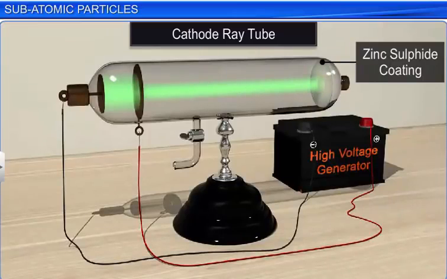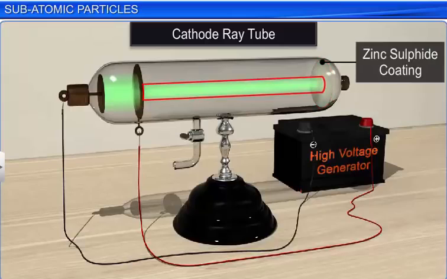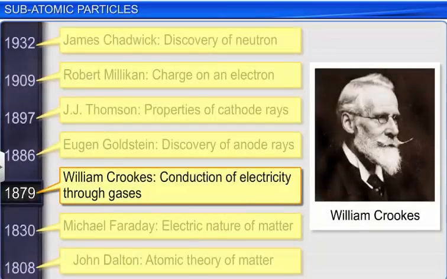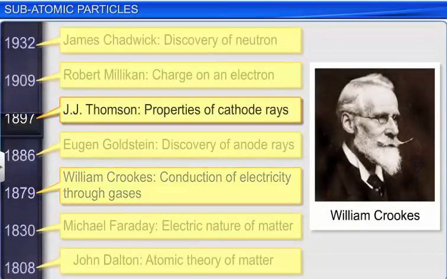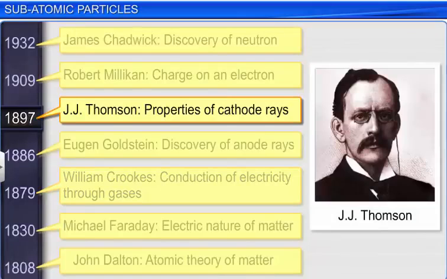This time, he noticed a bright spot on the coating behind the anode, which confirmed two things. 1. The current consisted of invisible ray of particles, some of which could pass through the perforated anode. 2. These rays were emitted out of cathode and moved towards the anode. These rays were named cathode rays. Some other facts about the cathode rays were discovered in 1897 by J.J. Thomson and other scientists through a series of experiments.